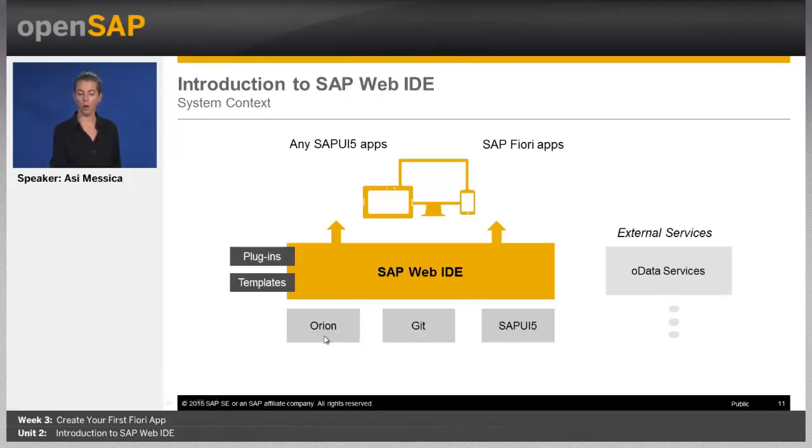We rely on Orion, Git, and SAP UI5, and the applications which are developed with the SAP Web IDE, either SAP UI5 applications or Fiori applications, can be deployed to the different SAP deployment landscapes like HANA Cloud Platform, App Repository on-premise, mobile devices, and in the future additional SAP landscapes like SMP and more.